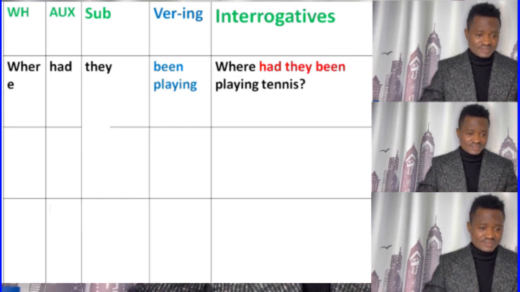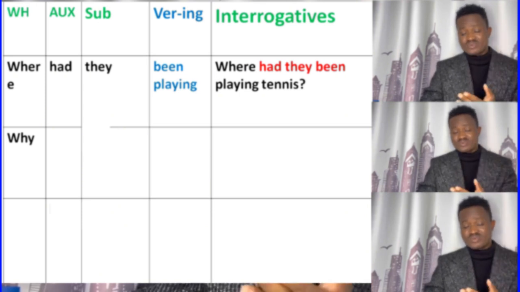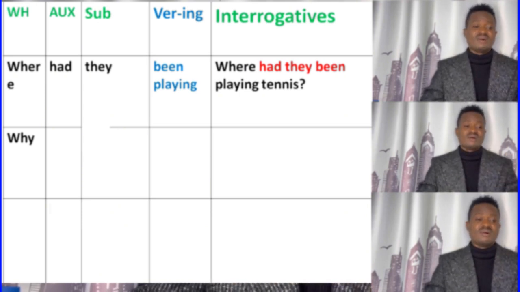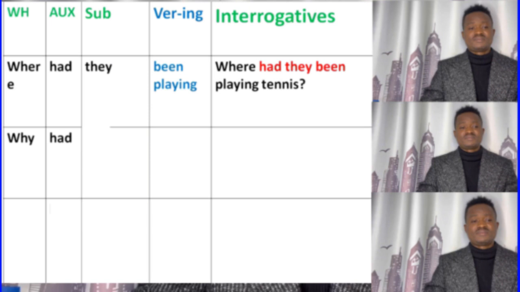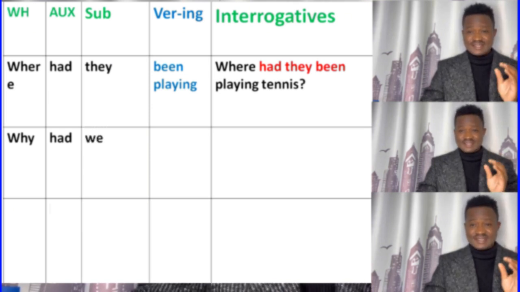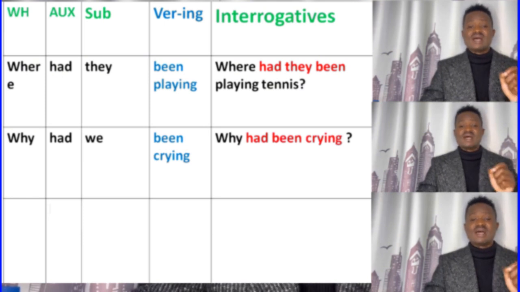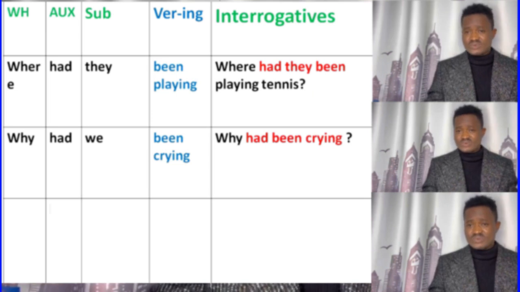Okay, guys, let's go. Why? In this double-it question, we are using more of the plural form. So this is a double-it question alongside the plural form. The auxiliary verb, had. The subject, we, and we is the plural form. Be crying, that is the verb ing. Then we go to the interrogative form. Why had we be crying? Why had we be crying, man?